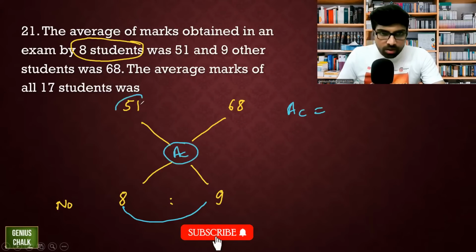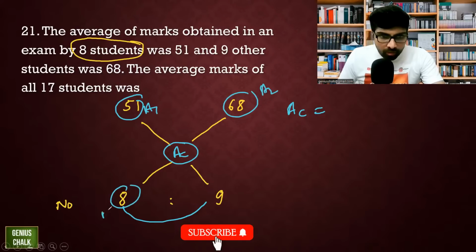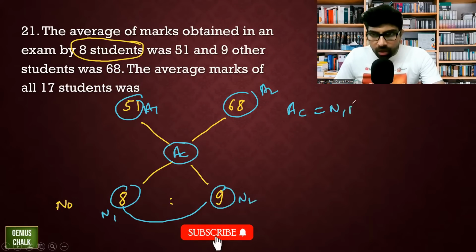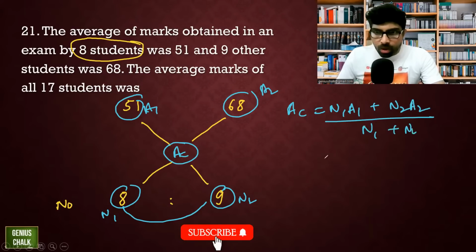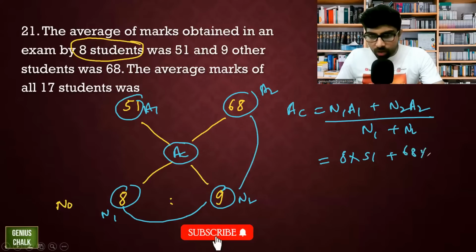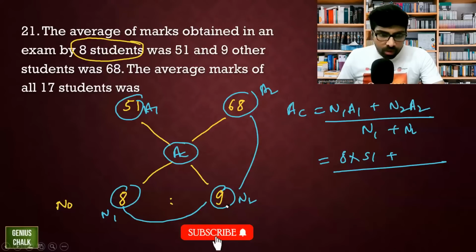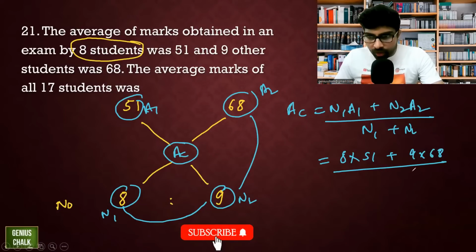the combined average. This is A1 value. This is A2 value. This is N1 value. This is N2 value. You can use it like N1, A1, we have discussed this in this video only, and N2, A2 upon N1 plus N2. What is N1? N1 is 8 and A1 is 51. Next is 68 into 9, and A2 is 68. Basically, this is 9 into 68. So N1 A1 plus 9 into 68, and N1 plus N2 is 17.